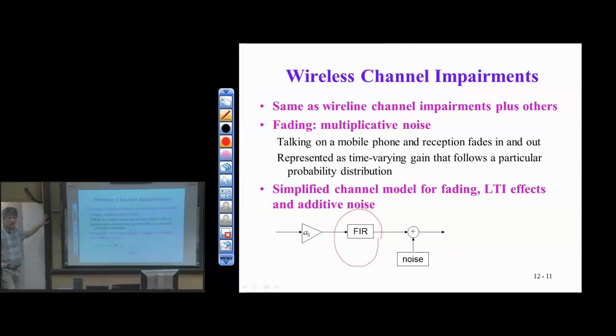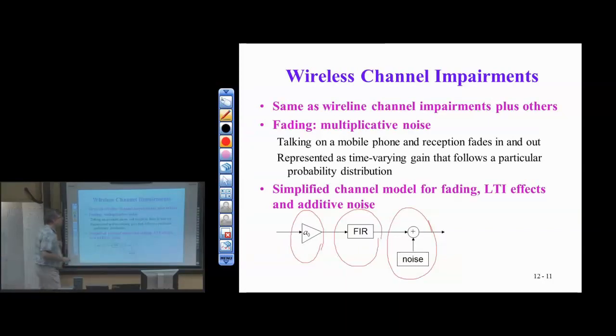which models the frequency distortion in the LTI component of the channel. We have additive noise that at least captures the thermal noise in the system. This is a channel model, but it's really an aggregate noise model for the whole channel. And that's where we would stop for the wired case. That's enough. For the wireless case, we take it one step farther and add a gain here that is possibly time varying. And this would account for signal fading in and out. You experience this when talking on the phone quite a bit.